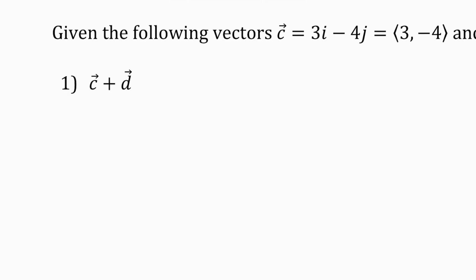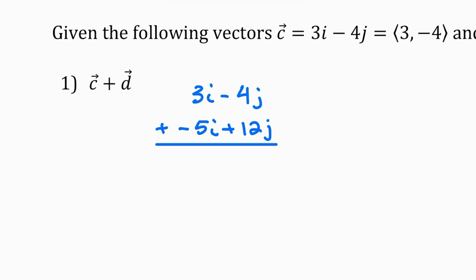For example, if I ask you to add c and d, well, vector c is 3i minus 4j. And again, you can draw the little hats on it if you want to. Vector d is negative 5i and 12j. And literally what we can do is just add those two together. So we'll just combine the i's, get negative 2i, and combine the j's and get 8j. And that's it. That's all you need to do.